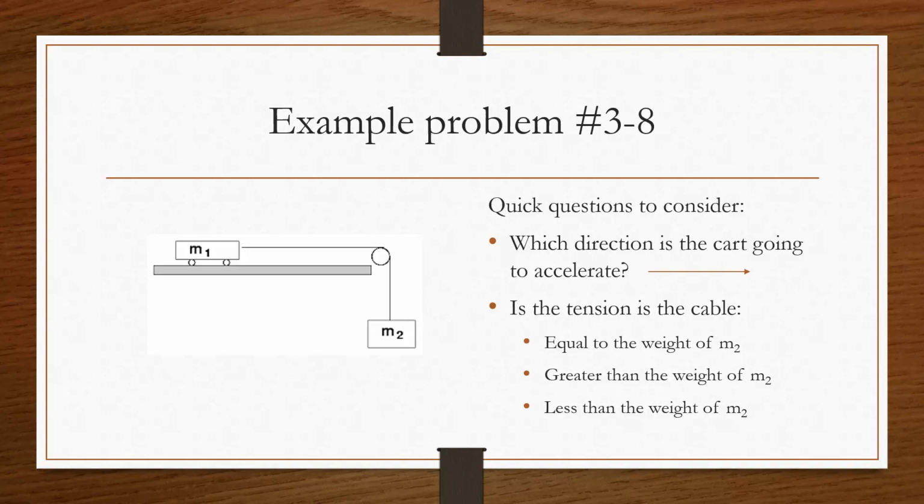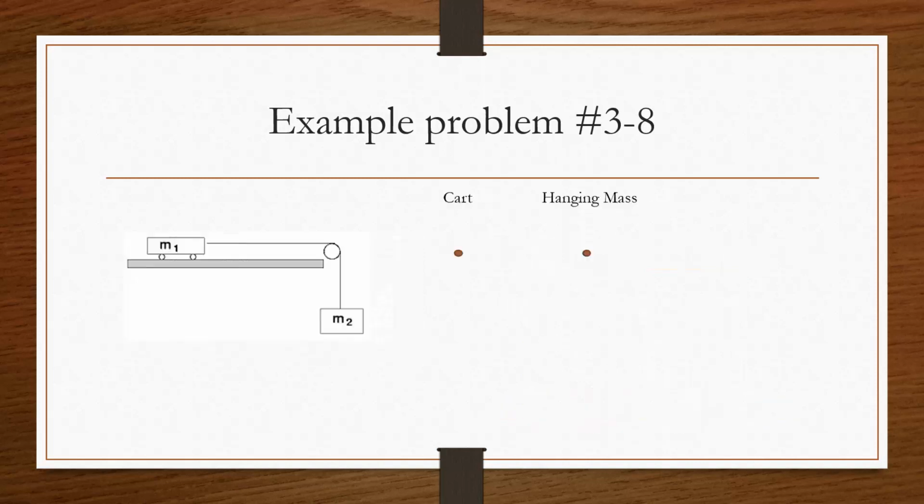The second question, is the tension equal to the weight of M2? Well, it can't be equal to the weight of M2 because if it was, M2 can't accelerate because the sum of forces would be 0. If the tension is greater than the weight of M2, M2 would have to accelerate upward. So it must be less than the weight of M2 in order for M2 to accelerate downward.